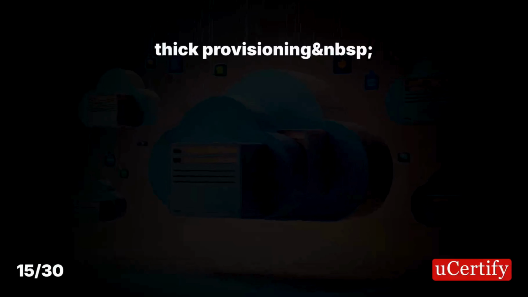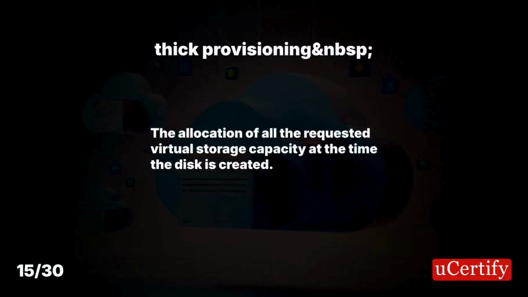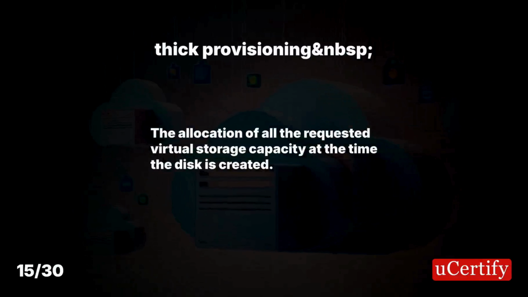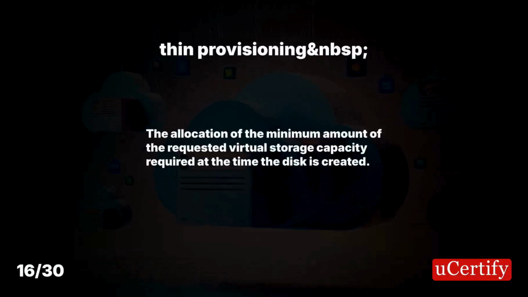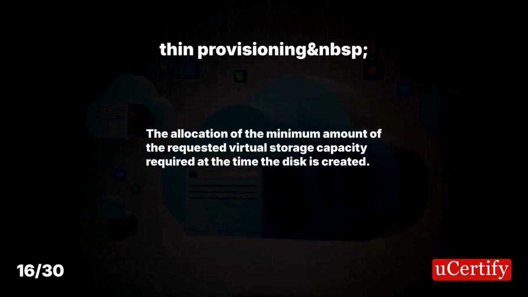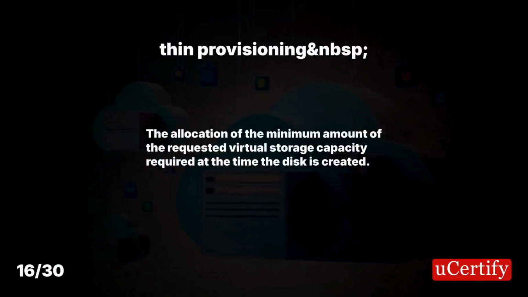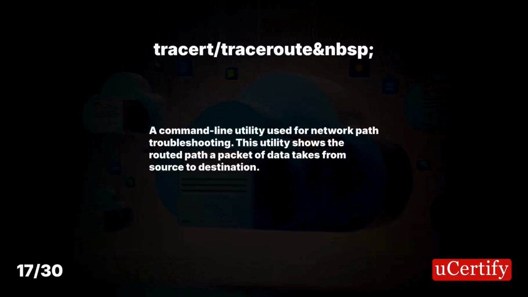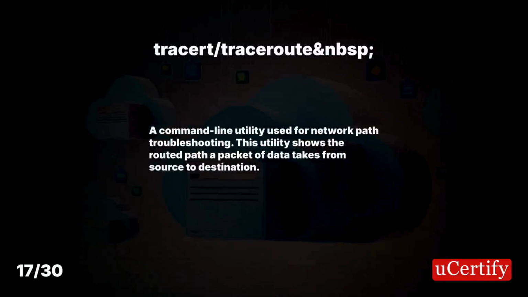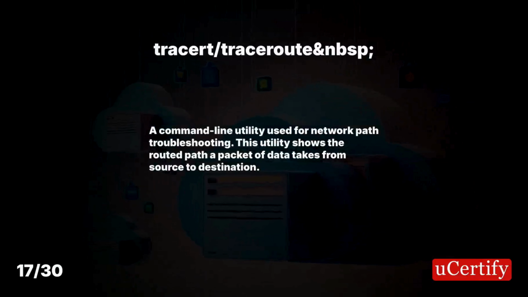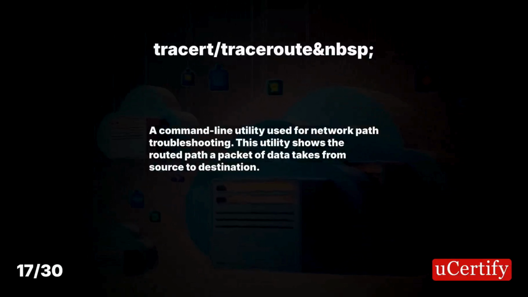Term: thick provisioning. Definition: the allocation of all the requested virtual storage capacity at the time the disk is created. Term: thin provisioning. Definition: the allocation of the minimum amount of the requested virtual storage capacity required at the time the disk is created. Term: traceroute. Definition: a command line utility used for network path troubleshooting. This utility shows the routed path a packet of data takes from source to destination.